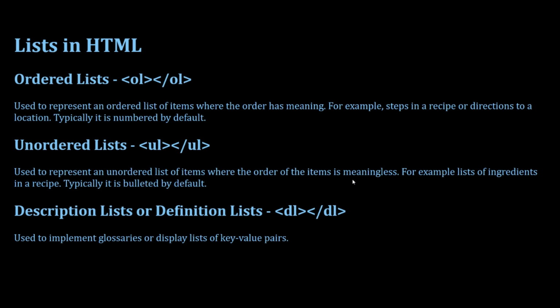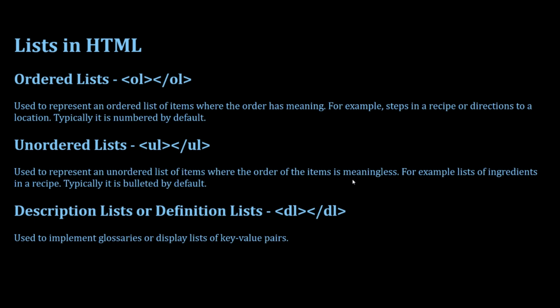Then we have unordered list. This is when the list of items and the order of the items, well, there's no meaning to the order. For example, a list of ingredients in a recipe. Unordered lists are typically bulleted.